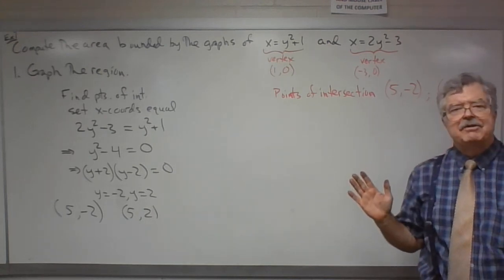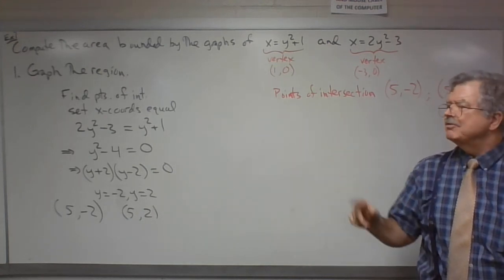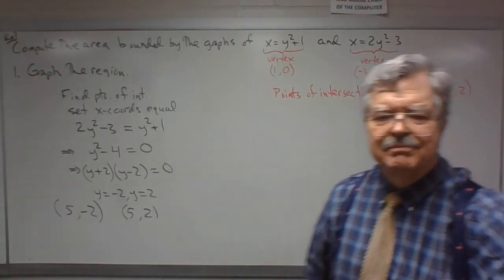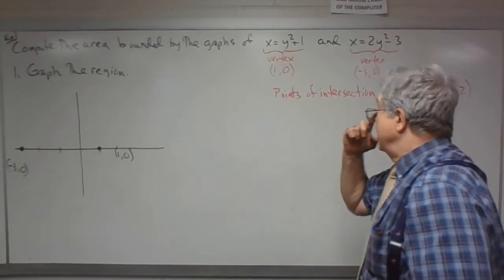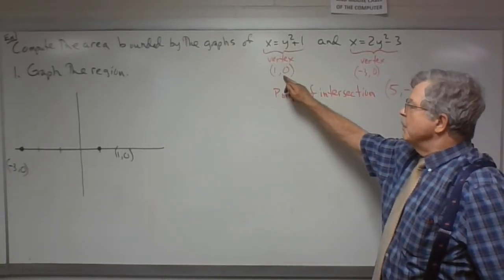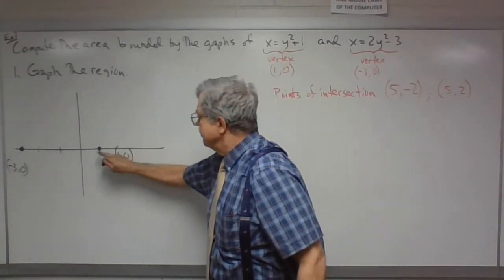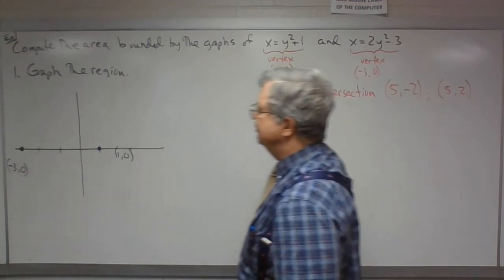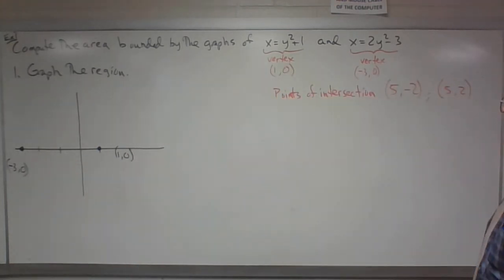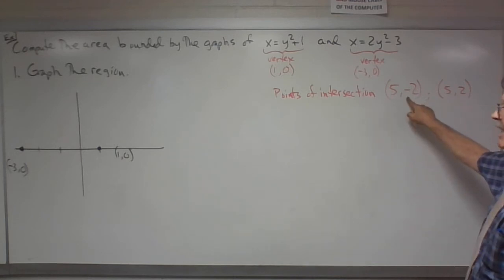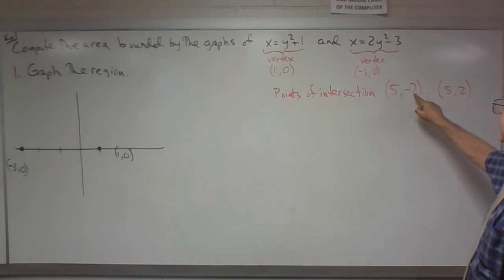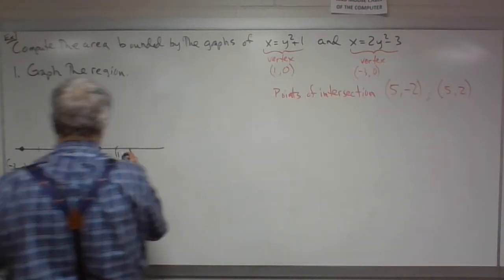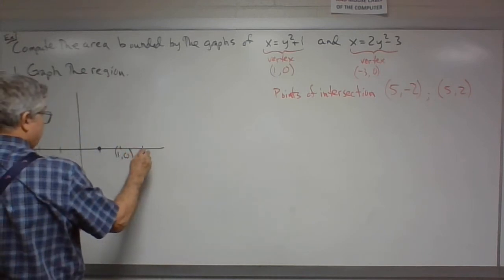Now we'll plot the region, and from here on out, this exercise is going to be so easy that even I can do it. I'll graph the two vertices, (1, 0) and (-3, 0). Those are the vertices, and the points where they intersect are x equal 5 and y is plus or minus 2. So where is x equal 5 here?